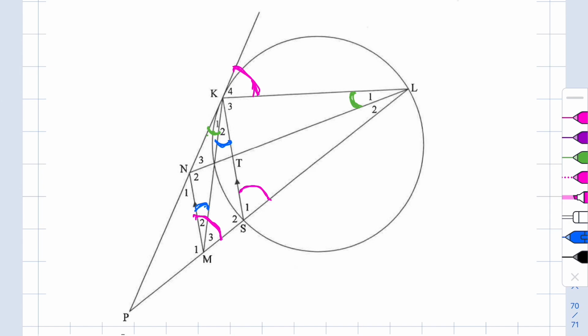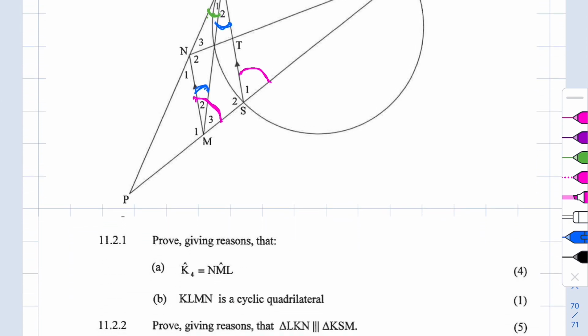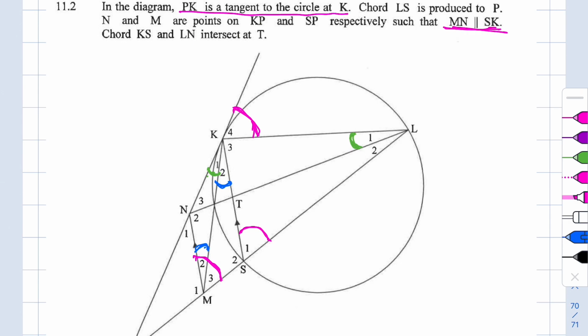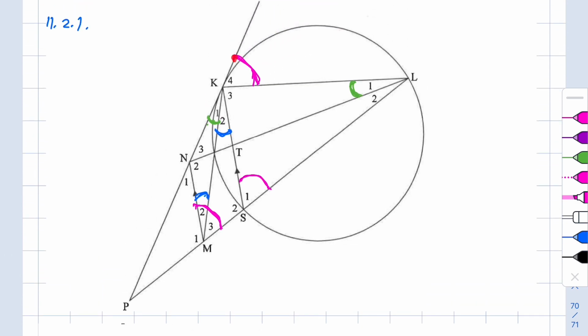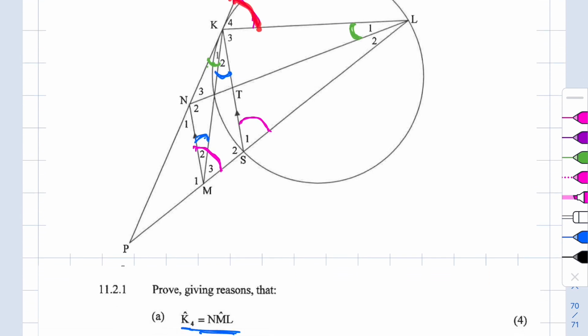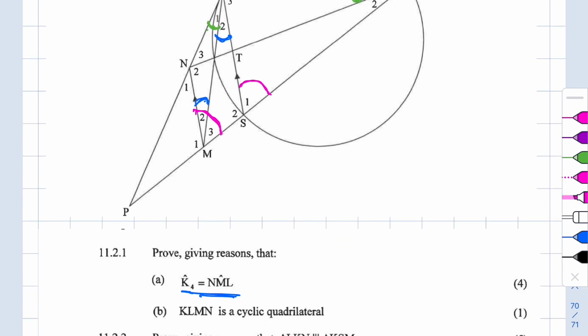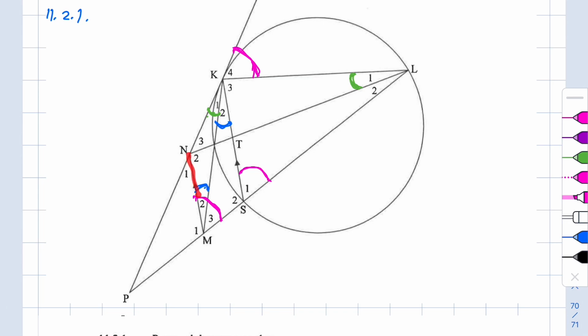Now we can start answering the questions. So the first question is asking us to prove that K4 is equal to angle NML. So that is number 11.2.1. So angle K4 is this angle, right? We are proving that it's equal to NML. So we are proving that this angle K4 is equal to M2 plus M3.